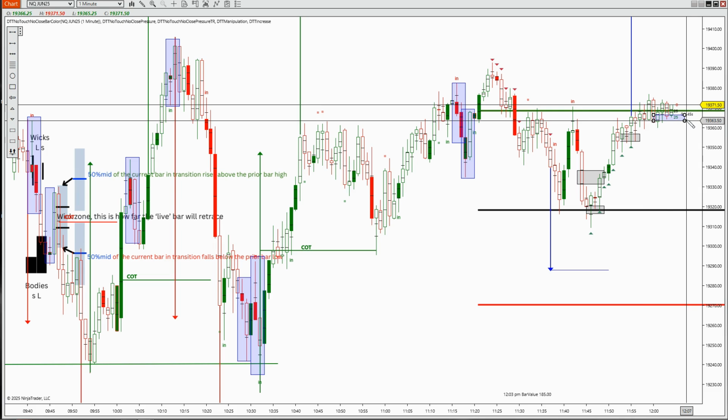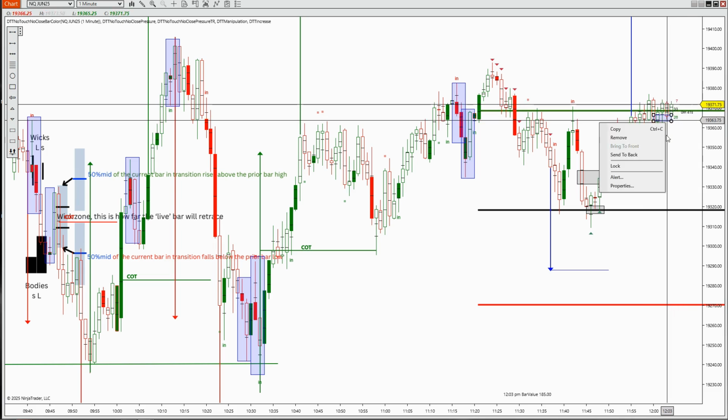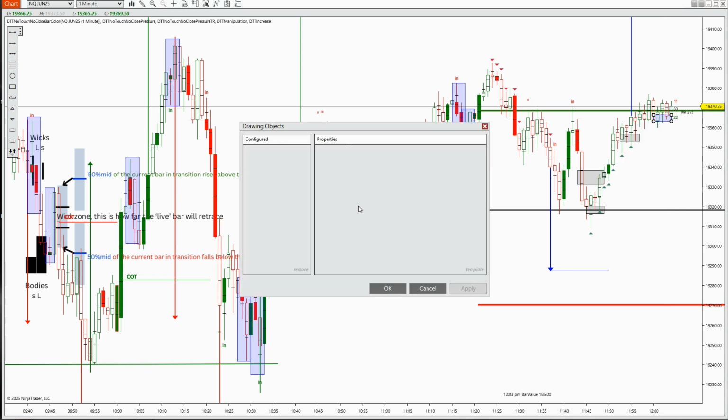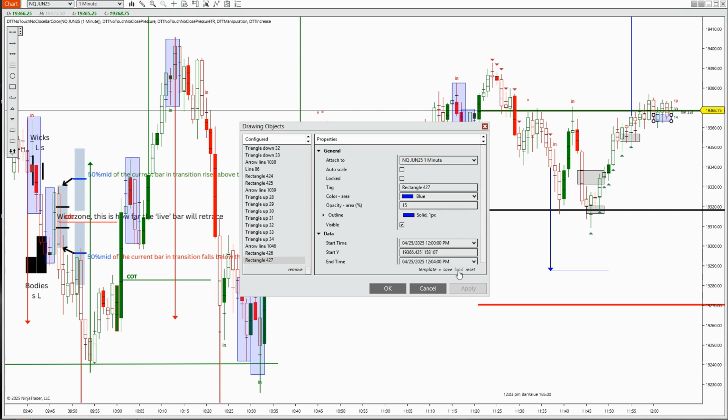Okay, that's a wick zone. Do you see that bar? They were trying to go down, but then they turned it around and attempted to go up. Okay, let's do this. Let's just make this black so you'll know that's our wick zone.